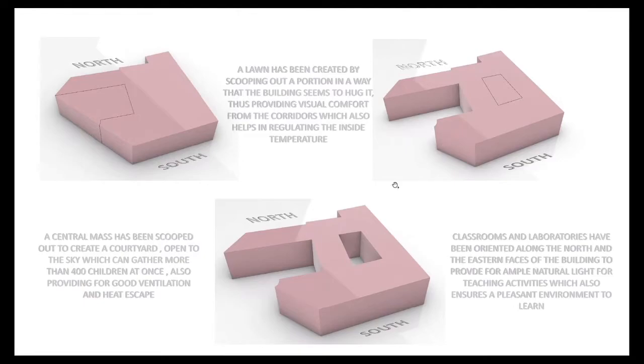Then, I went on to scoop out the central portion of the mass to create a courtyard, open to the sky, which can accommodate more than 400 children at once, functioning as an assembly area and being used for some functions as well. Also, it provides for good ventilation and heat escape. The resultant form has been used as a base to go on with further development of the design.